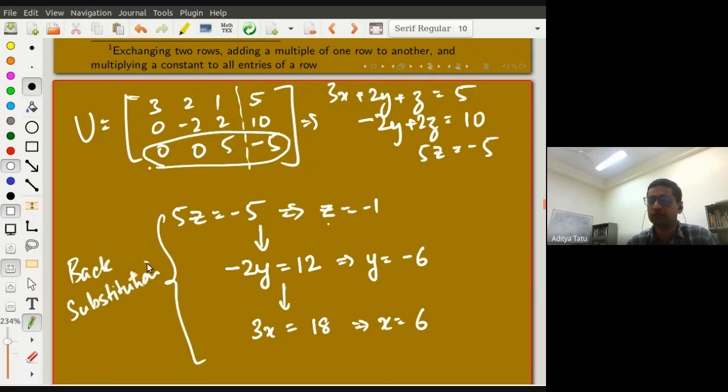And believe me, I don't know how many of you have used software like Python, MATLAB, etc. All of these softwares, for a general linear system of equations, solve those systems in this way. Elementary row operations are used to obtain an upper triangular matrix. Once you have an upper triangular matrix, back substitution is performed to solve.